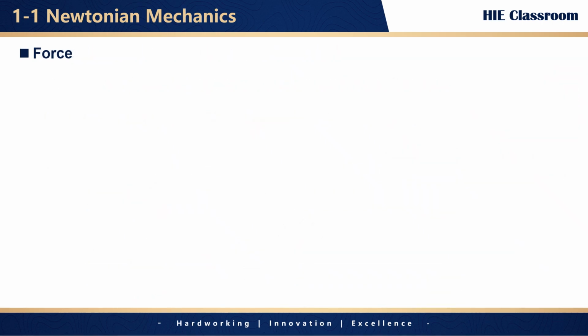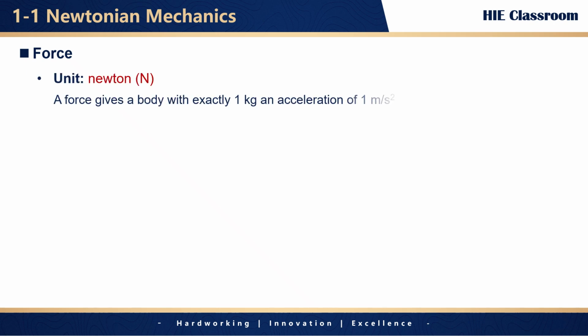Before we start applying Newton's law, let's take a moment to talk about a couple of basic features of forces. First, the unit of force. In the SI system, the unit is called the newton. 1 newton is defined as the force required to accelerate a 1 kilogram mass at a rate of 1 meter per second squared in the direction of the applied force. So in terms of units, 1 newton is equal to 1 kilogram times meter per second squared.